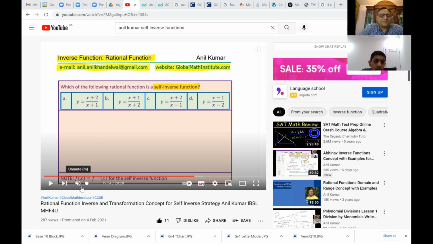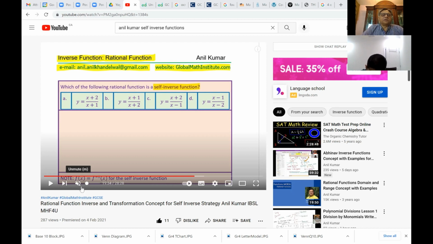Which of the following rational functions is a self-inverse function? Multiple choice. Tell me, which is the right answer? How will you figure this out? You can try one by one all the options and get the answer. You could do that, correct? Yes, that is one way of doing it.